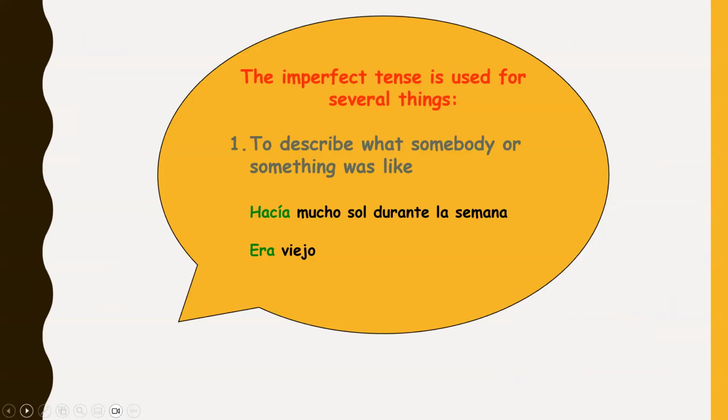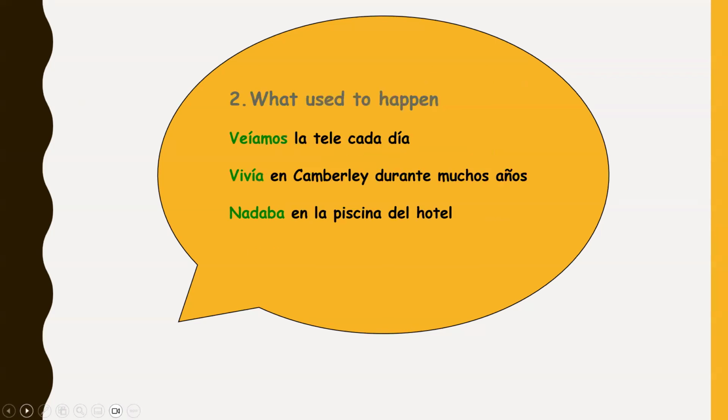So let's take a look at some examples of the imperfect tense in action. The first thing that we use the imperfect tense for is to describe what somebody or something was like in the past. For example, hacía mucho sol durante la semana. There was a lot of sun. It was very sunny during the week. Era viejo. He was old. So we're describing somebody or something in the past.